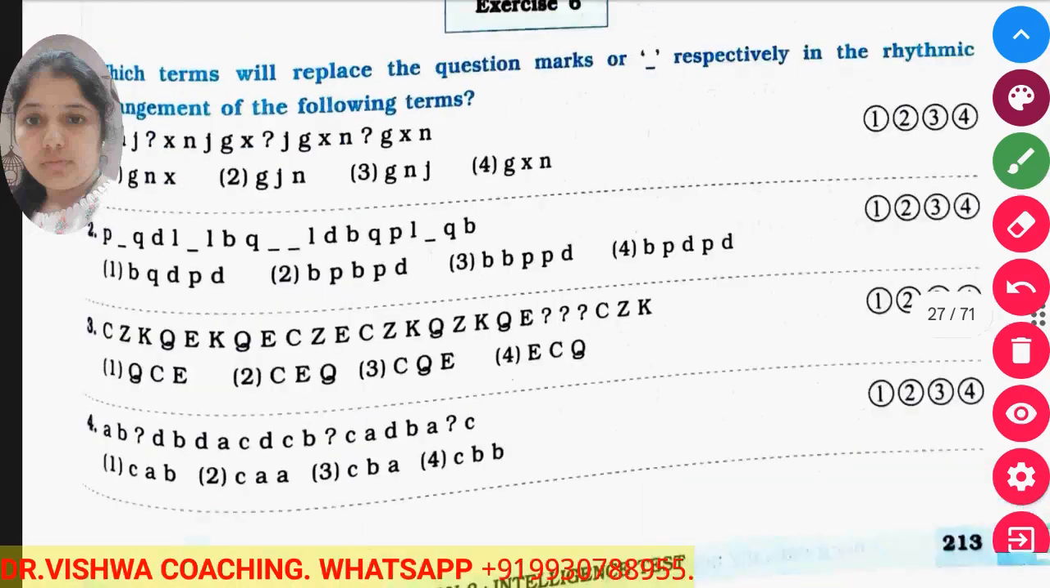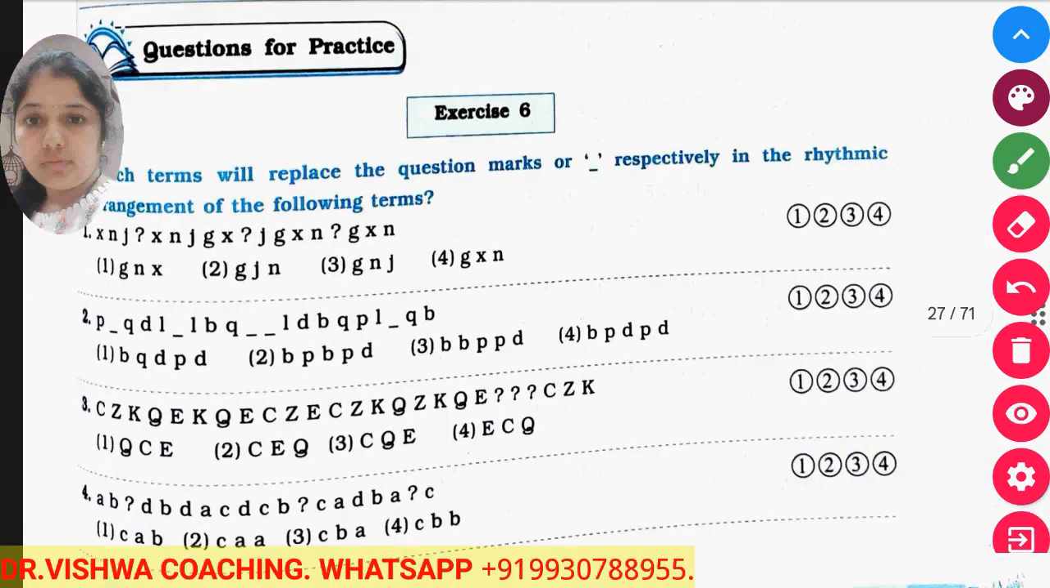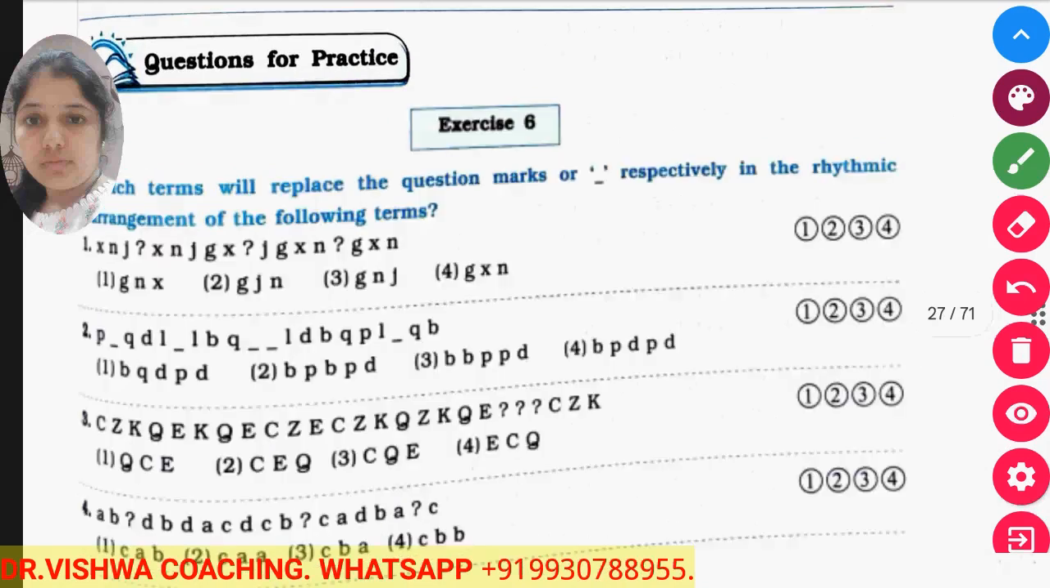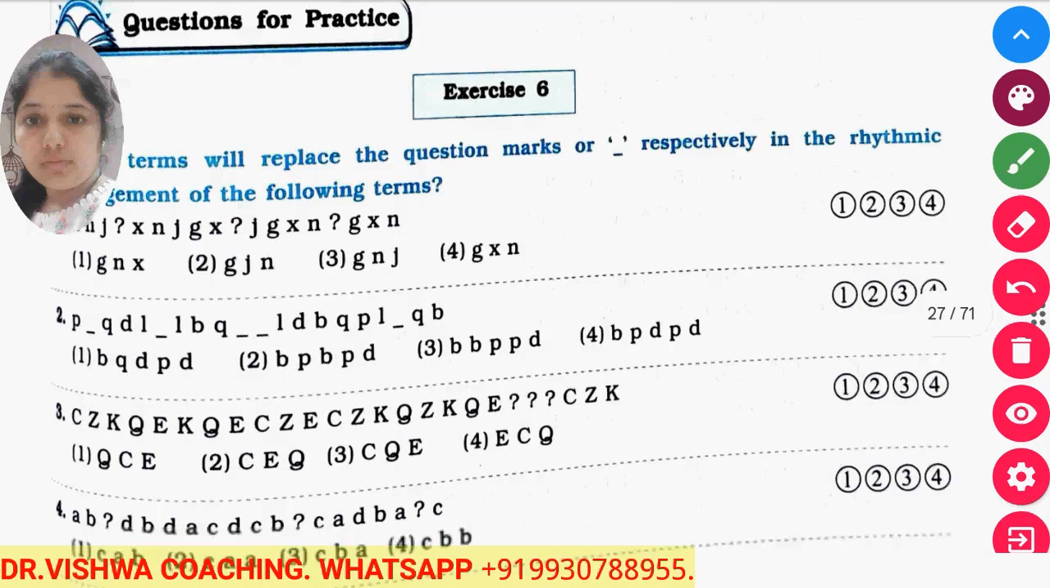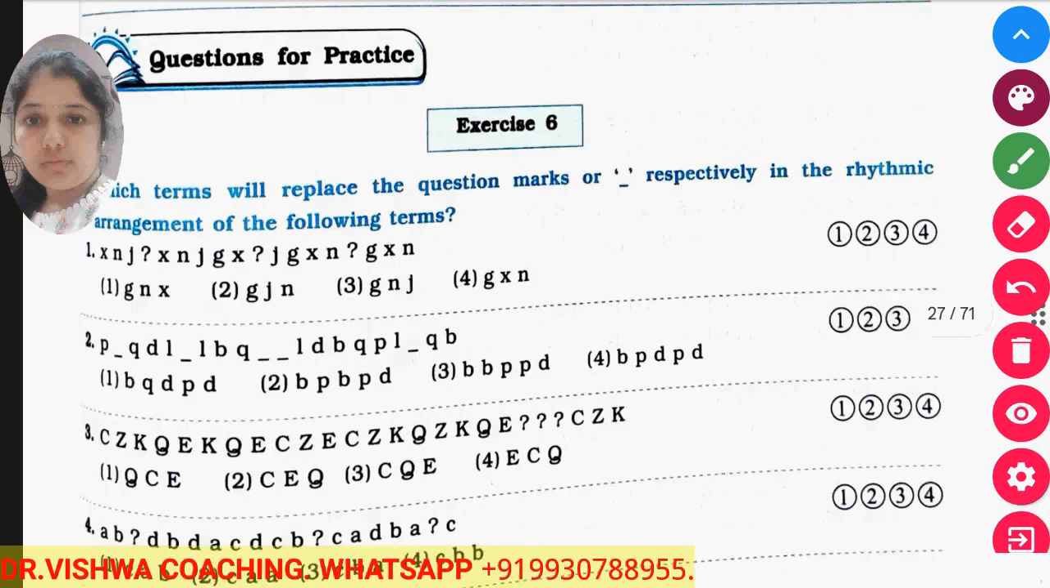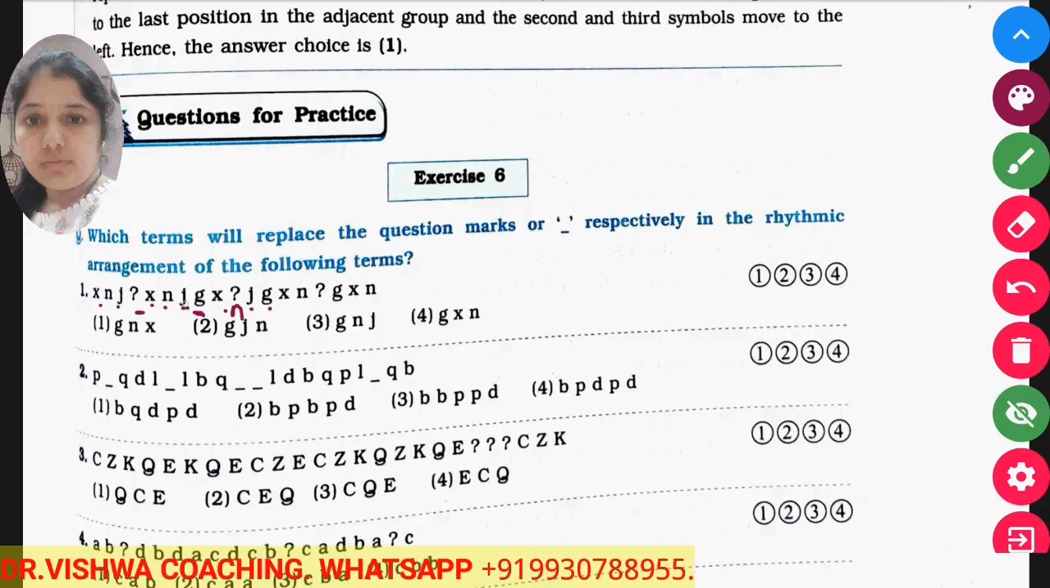Now see exercise number 6. If you look carefully, there is some pattern X, N, J, and some term is missing. X, N, J. After J there is a G. Okay, X. Then which letter will come? N. And J, G, means the pattern is like X, N, J, G. So you have to identify the term in that fashion. So the first question is replaced by the term G, the second question is replaced by the term N, and the third question is replaced by the term J. So the correct option is option number 3.